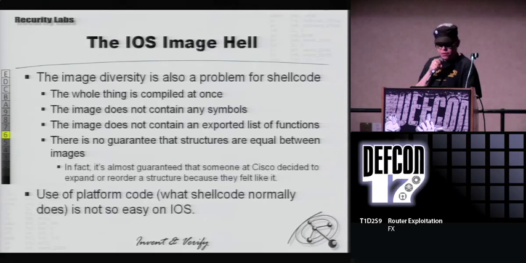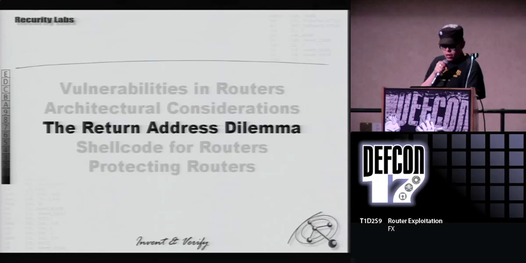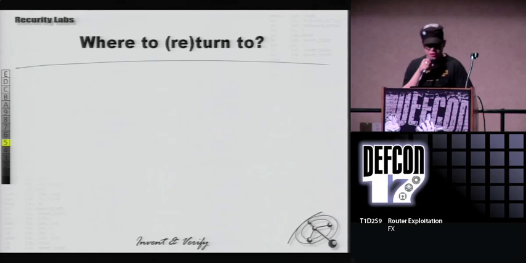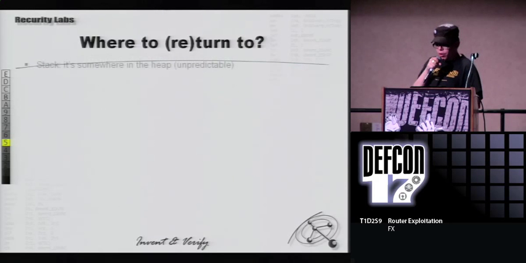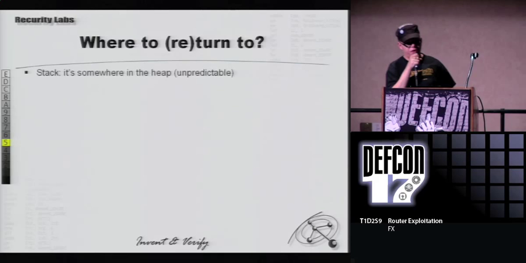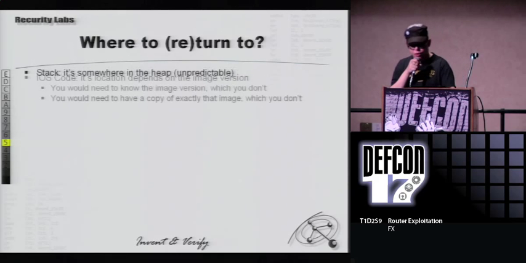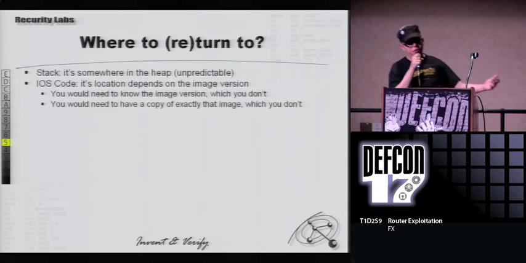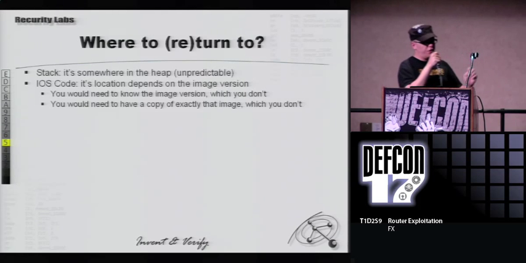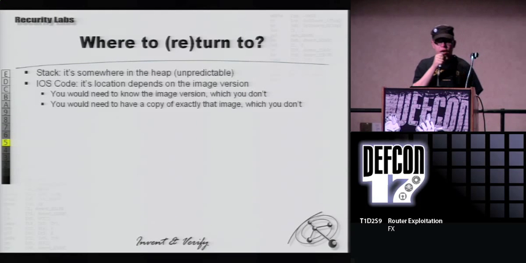So using platform code is actually hard, because we have this return address dilemma first. So where could we return to? Stack, we already discounted. It's somewhere on the heap. It's very unpredictable. IOS code is image dependent. We have a shitload of images, so we have no idea where that should be. You would need to have exact version information for the image, which you don't. And you would also need to actually have that image, because you need to disassemble it and find the function that you want to jump to. So you don't have that either.